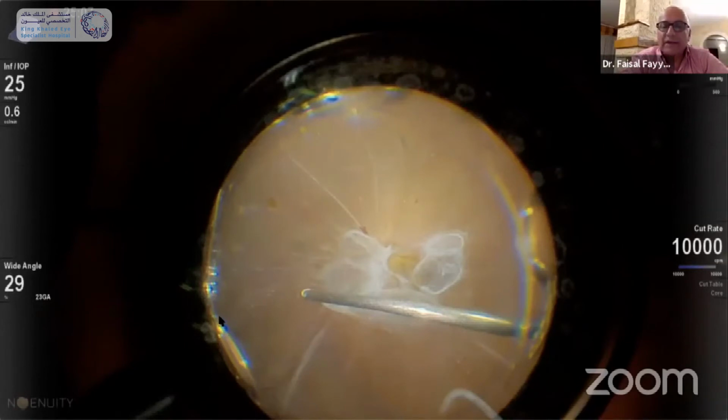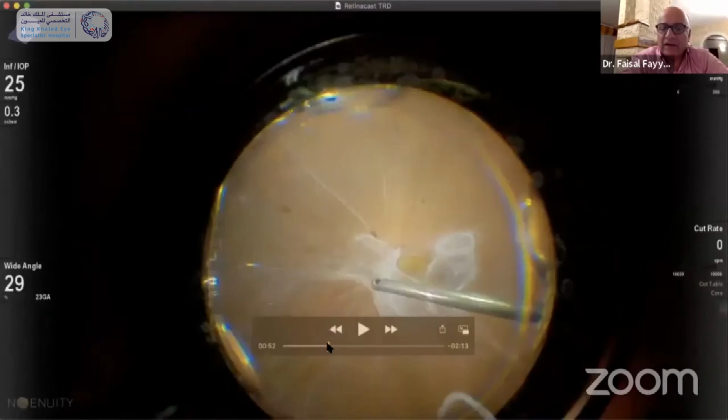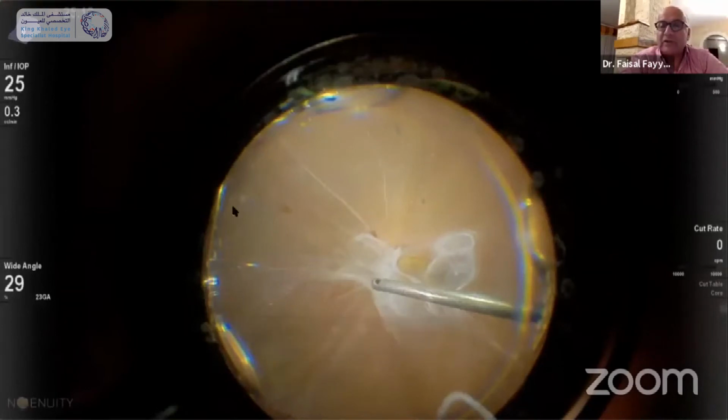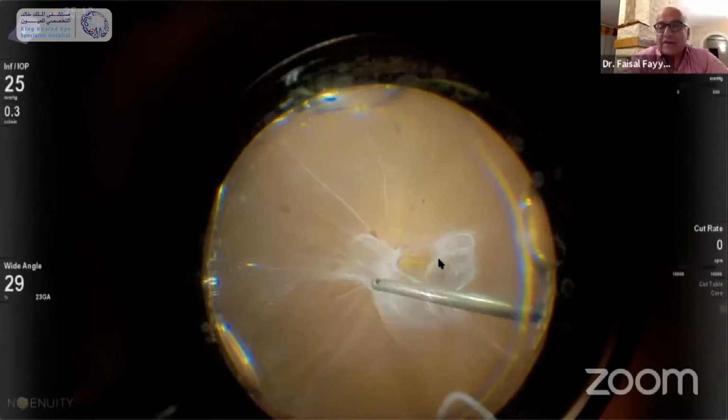Having dual linear, it depends. I keep the aspiration and cutting rate fixed, and I do everything with the foot pedal. If it's posterior, if it's delamination, if it's shaving, because of course, once I go very anterior in shaving, especially if the retina is mobile anteriorly, aspiration has to be less, of course. And this is adjustable with the foot pedal.